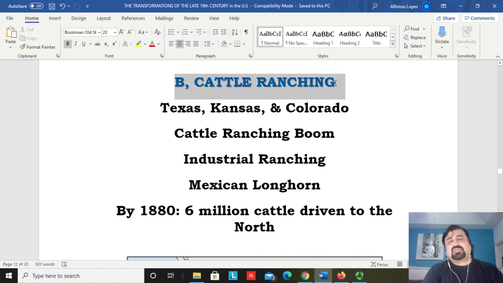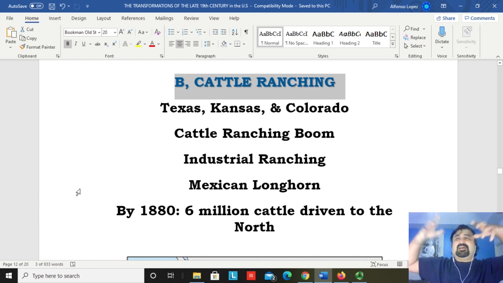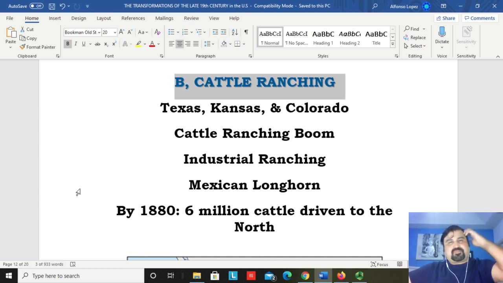Okay, so another enterprise that is going to be transformative in terms of allowing people to move to areas that were previously unoccupied or unsettled or undeveloped was cattle ranching. We were talking about the beef industry in session one, the slaughterhouses in Chicago, for example, the meatpacking plants. We were talking about the invention of the refrigerator rail car. This is something that we talked about in session one, leading to the beef industry in the north. And a part of the beef industry also entailed cattle ranching as well.